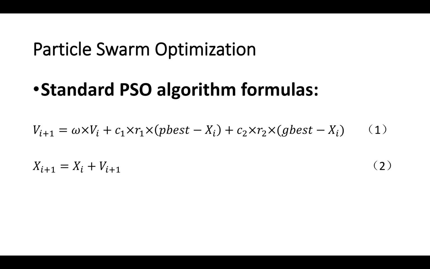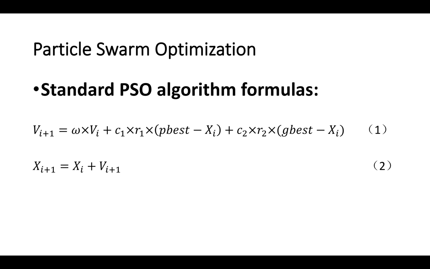Standard particle swarm optimization algorithm considers each individual as a particle. The positions of the particles are potential solutions to the problem. The velocity of the particle changes the position of this particle. According to the formulas, particles update their velocities and positions.